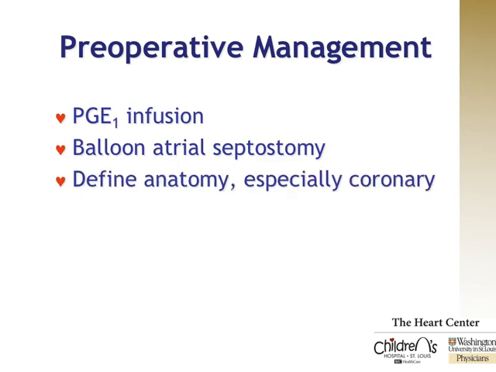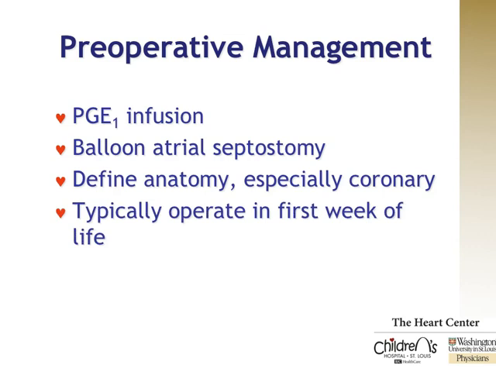And then we define the anatomy. Once the child's stabilized, we have the chance to define the anatomy. And again, that's typically going to be relying on echocardiograms. And then the timing for surgery is usually in the first week of life. And early in the experience with transposition and arterial switch operations, it used to be written that you want to do the arterial switch for kids with intact ventricular septums in the first 2 weeks of life, with a VSD anytime in the first 2 months of life.